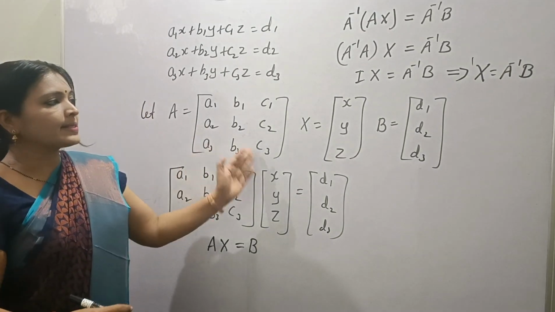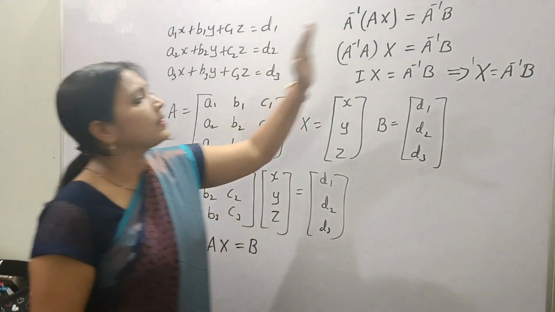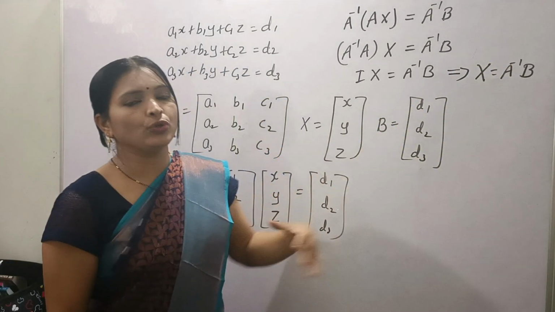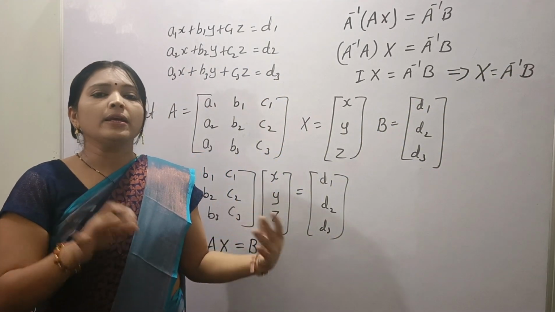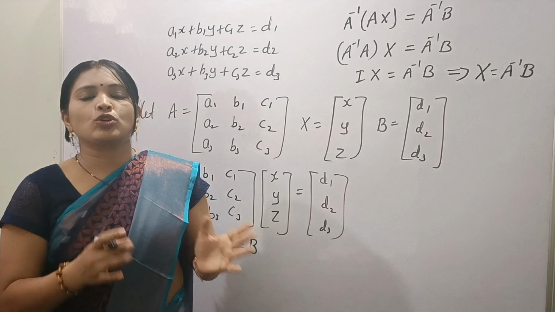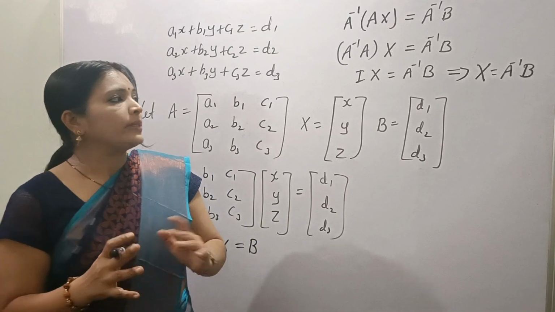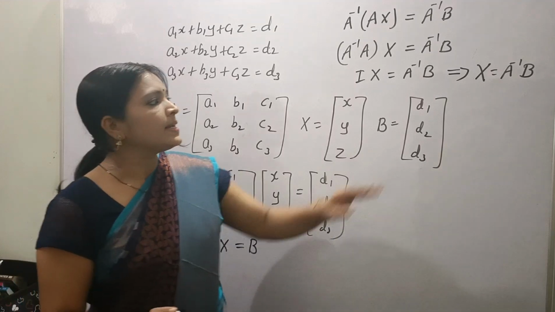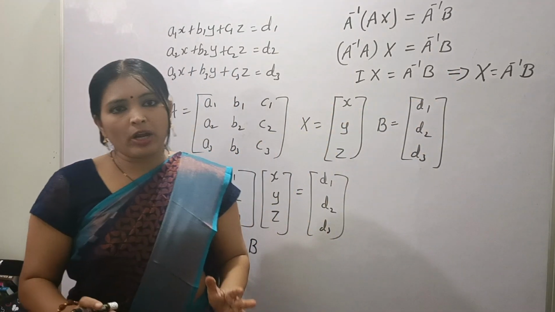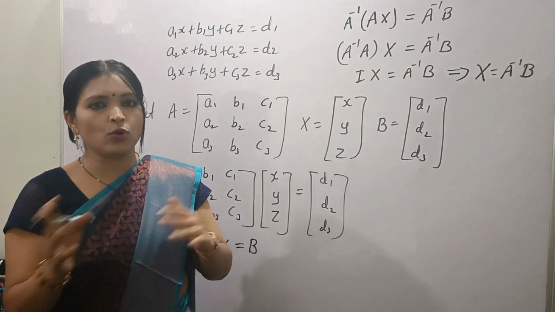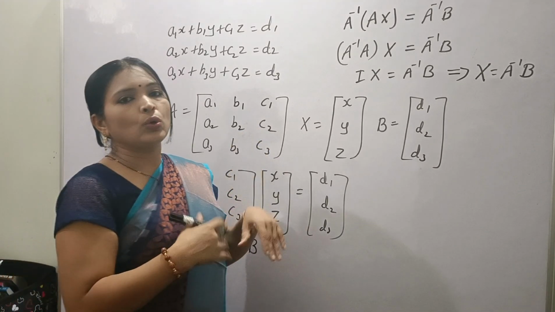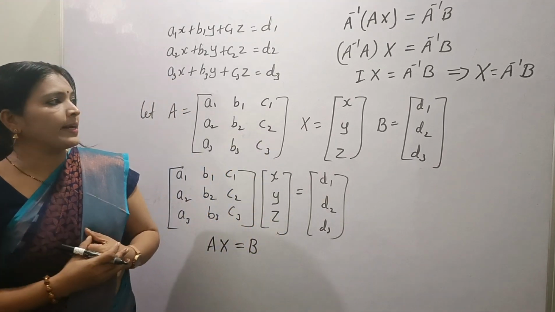matrices A, X, B. Then X is equal to A inverse B. So you have to find A inverse. Then A inverse into B, the product of A inverse and B. At that time you will get a column matrix. Okay, a column matrix, and X is equal to that column matrix, equate. So x is equal to, y is equal to, z is equal to. Okay, after you go through an example, you will understand it.